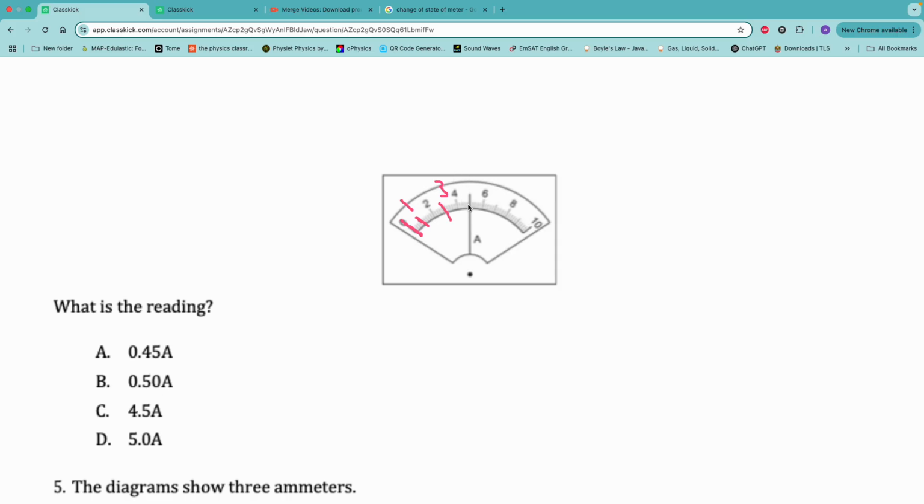It might confuse you if you didn't read it carefully, so you might pick 4.5 if you aren't able to recognize the scale, but it's not 4.5, it is 5 meter, so it's D. Going to the next question.